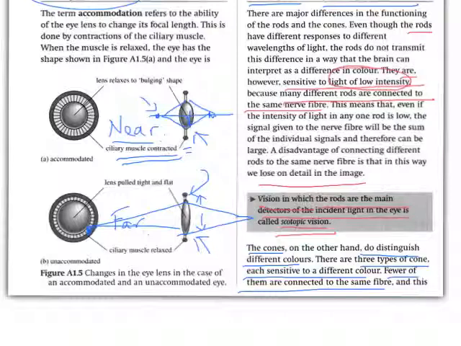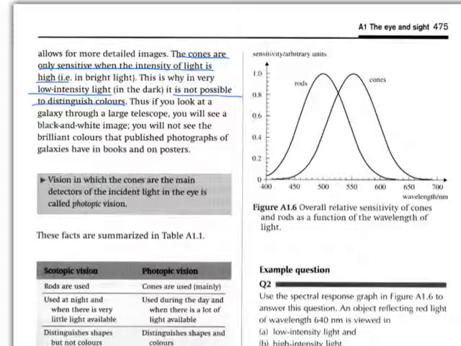Cones, on the other hand, do distinguish different colours. So the cones are responsible for how we see in colour. There are 3 types of cone, each sensitive to a different colour, and fewer of them are connected to the same fibre. The consequence of this is that you can pick up way more information and have a lot more detail in the image. Cones are only sensitive when the intensity of light is high.